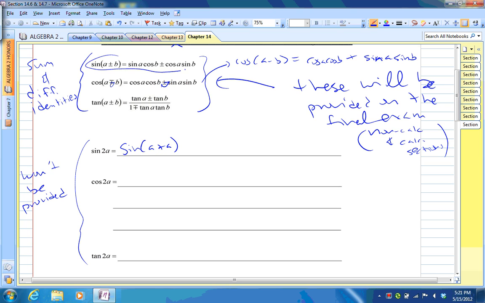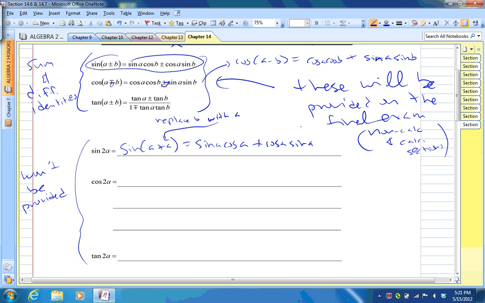And if you use this formula here and simply replace B with A, you have sine A cosine A, not cosine B, cosine A, because remember, replacing B with A. So you replace B with A. Let me actually write that out a little more clearly. Sorry about that. So sine A cosine A plus cosine A sine A.